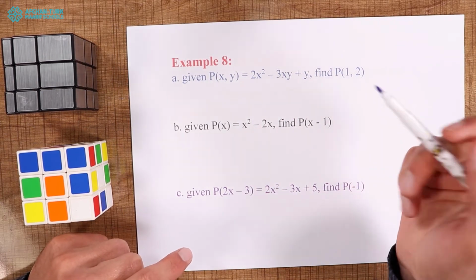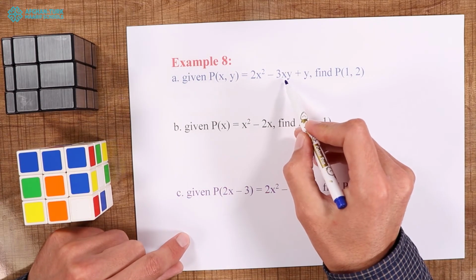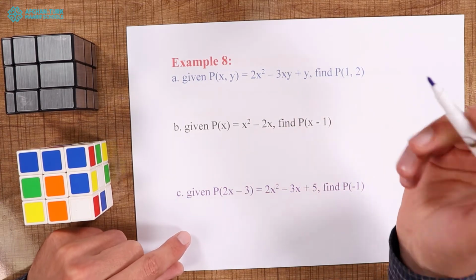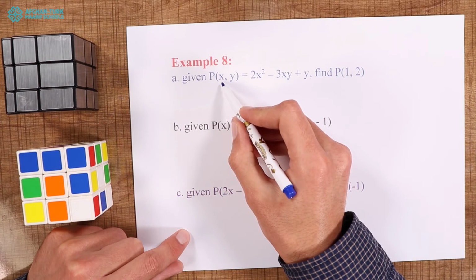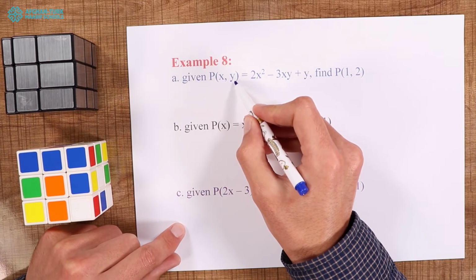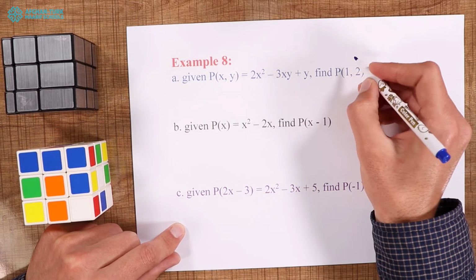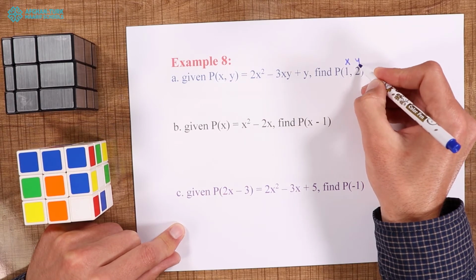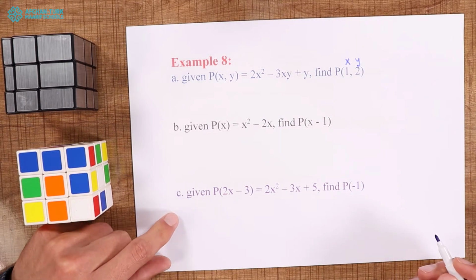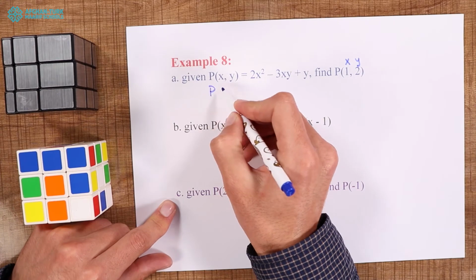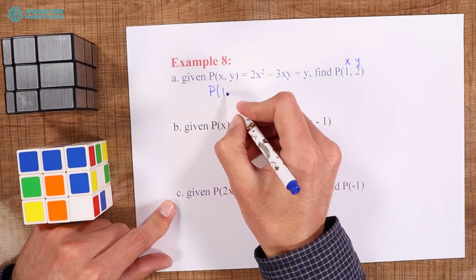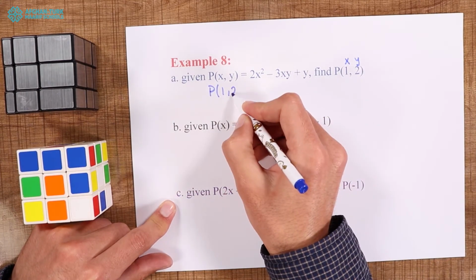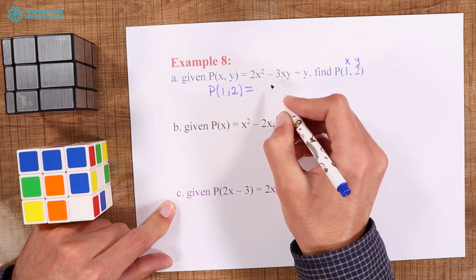So in every polynomial, if we have 2 variables, in here we have 2 variables, one is x and one is y. You must know that the first variable is x, the second variable is y. It means that this is x and this is y. X is 1 and y is 2. Just put 1 instead of x and 2 instead of y in the polynomial.